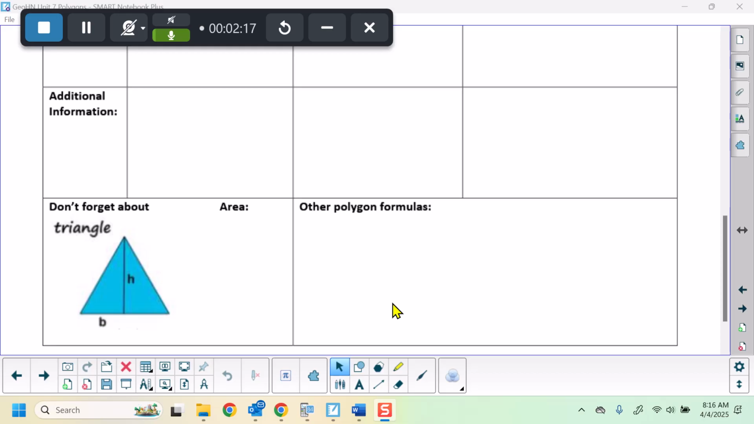Yeah? We really need to use trigonometry. Anything that we learned in Unit 6 is fair game for Unit 7. Okay. So sine, cosine, tangent, absolutely. Pythagoras, okie dokie. So triangle sum theorem, yep.